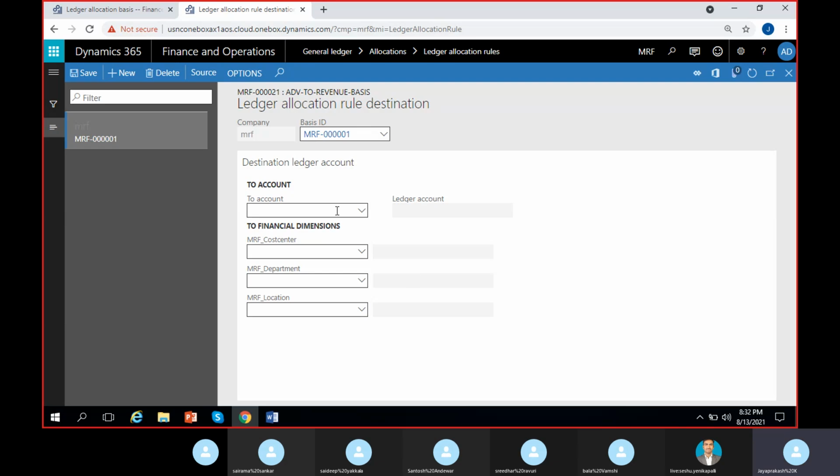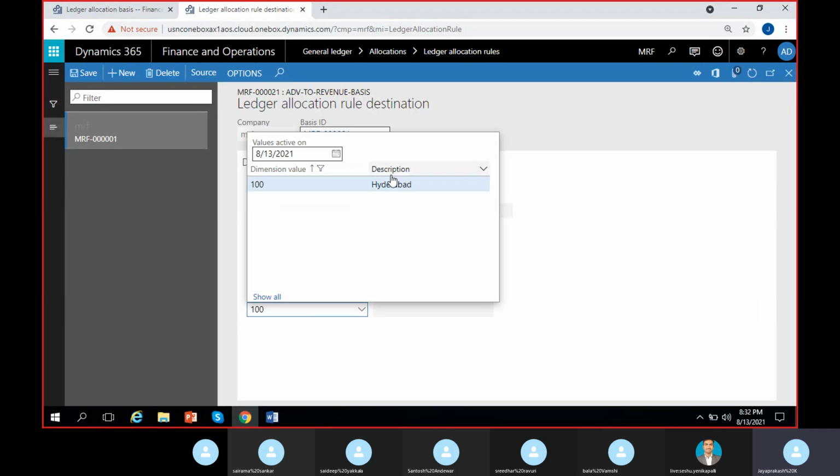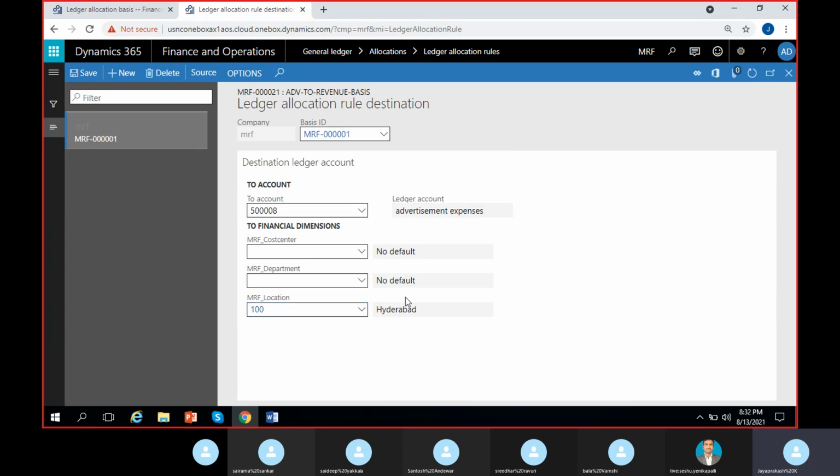Then I can select the same advertisement expense account here, into which we are dividing the balance, right? So the 5,08,000 account, and this time I'll select Hyderabad location here. Since I selected the Hyderabad one here, so I'll select Hyderabad. Save.